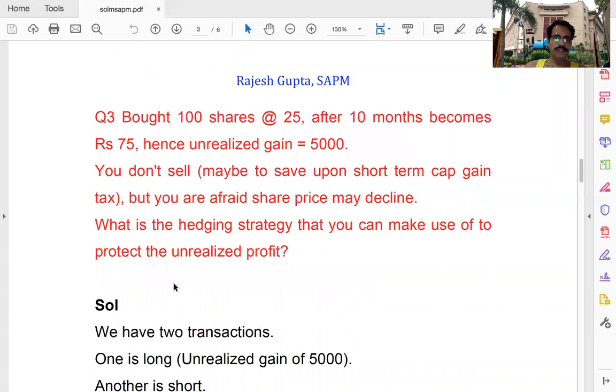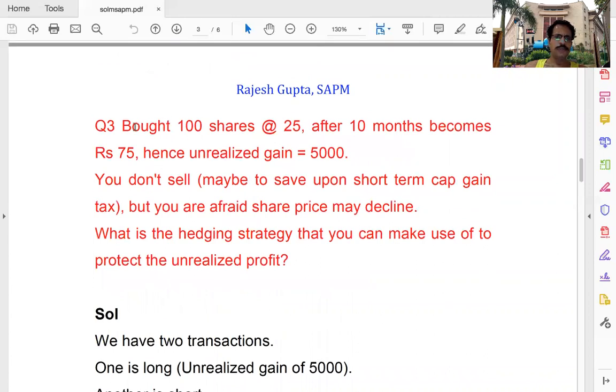The third question is also simple. Suppose somebody bought 100 shares at rupees 25. After 10 months, the price becomes 75. So how much is the unrealized gain? And she has not yet sold them. So 100 shares bought at 25 become 75. That means you gain 50 rupees per share. There are 100 shares, so the unrealized gain is 5,000.